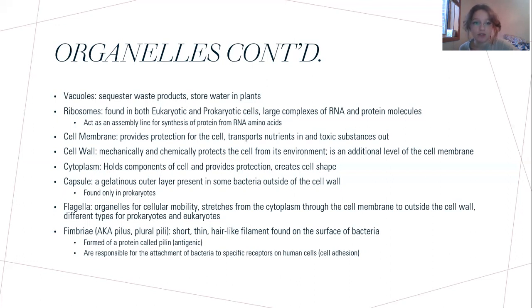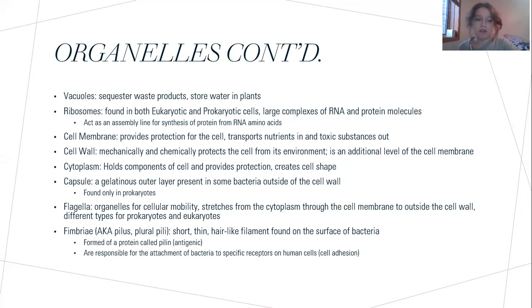Then there's the capsule. This is only in prokaryotes, and this is a gelatinous outer layer present in only some bacteria, and it's outside of the cell wall. Then there's the flagella. These organelles are for cellular motility, and they stretch from the cytoplasm through the cell membrane to outside the cell wall. There are different types for prokaryotes and eukaryotes.